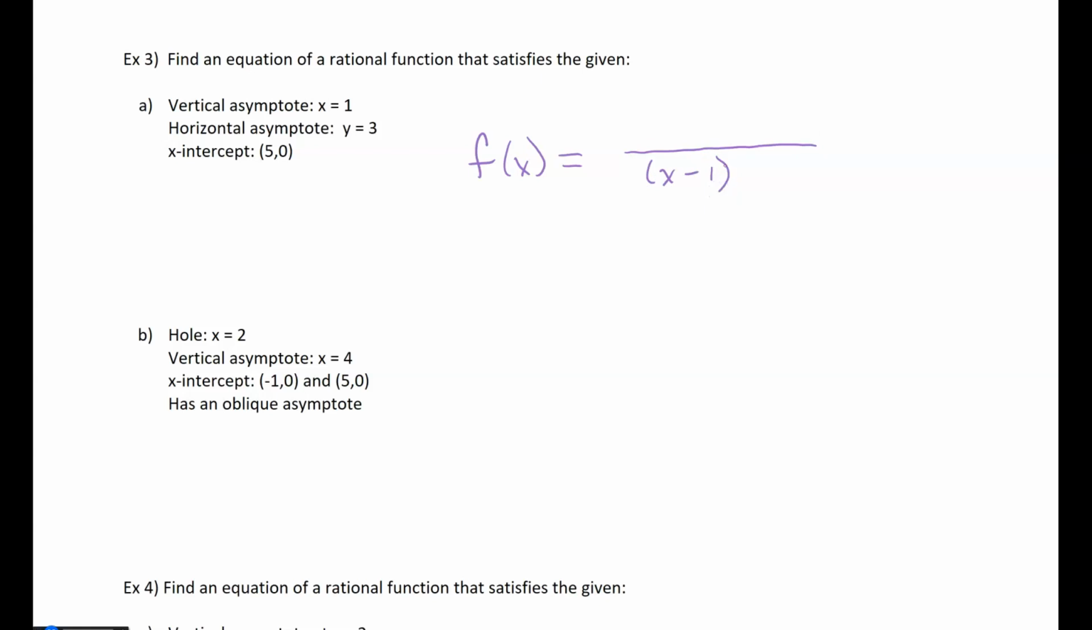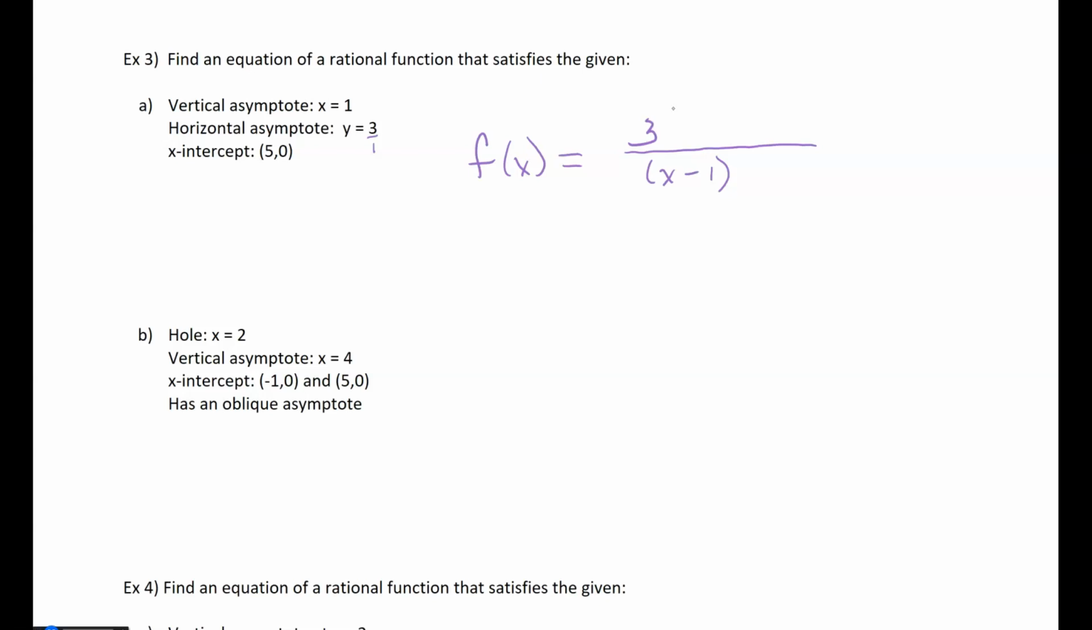Next, a horizontal asymptote at y equals 3. In order to have a horizontal asymptote that's not equal to 0, the exponents have to be the same, and you would divide the coefficients. In dividing the coefficients, you should simplify to 3, or 3 over 1, meaning we'll have a 3 in the numerator, and we won't worry about putting a 1 in the denominator.